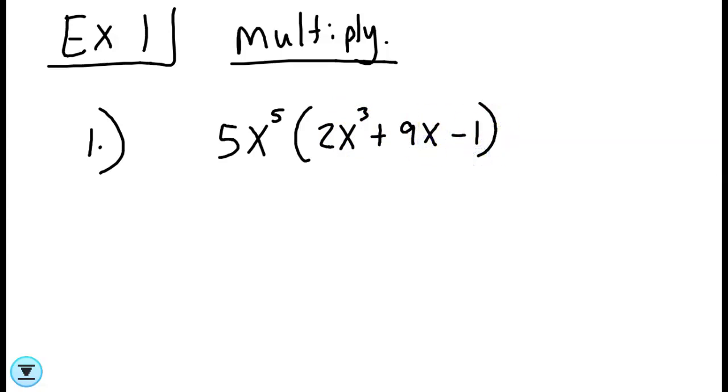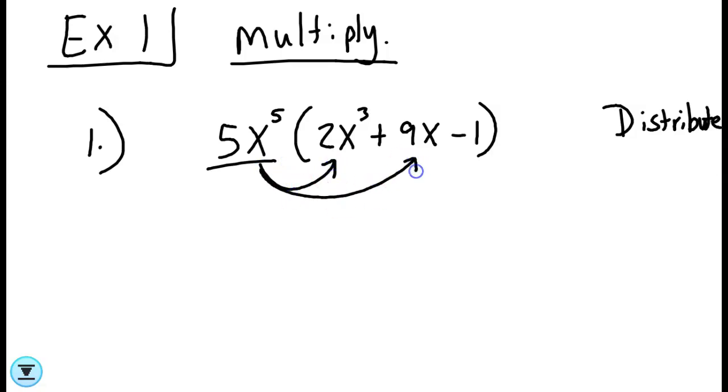All right, let's say I had this. So this is what we would call a situation where you would use something called distribution, which I know you guys know what that means. So basically, I'm just going to take this one term and multiply it into the parentheses. So distribution is whenever you have one number outside the parentheses, and it's going to multiply everything inside the parentheses on the other side.